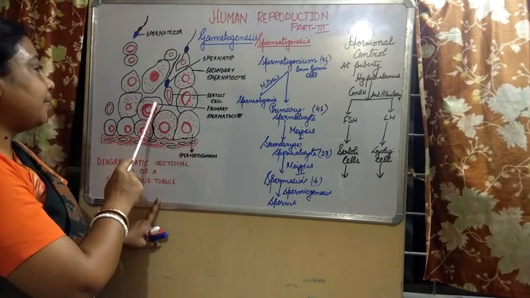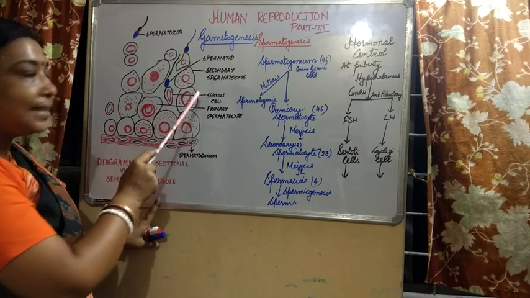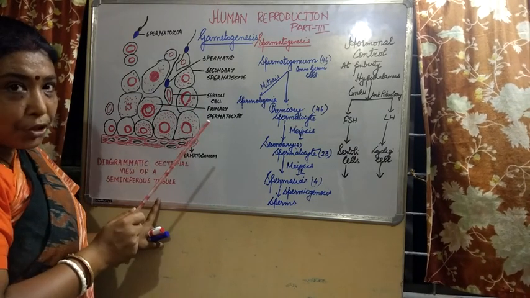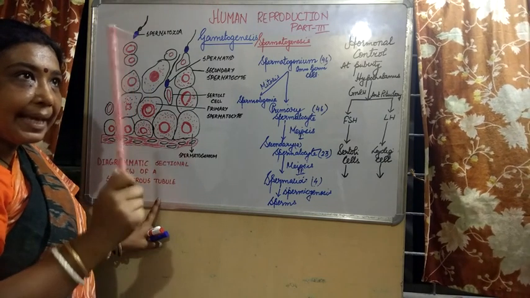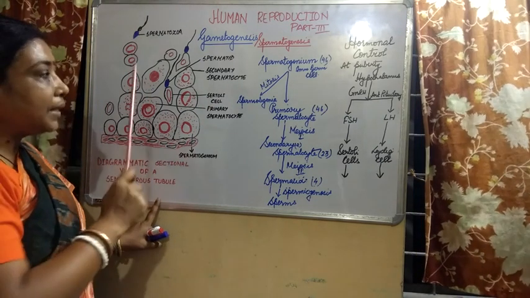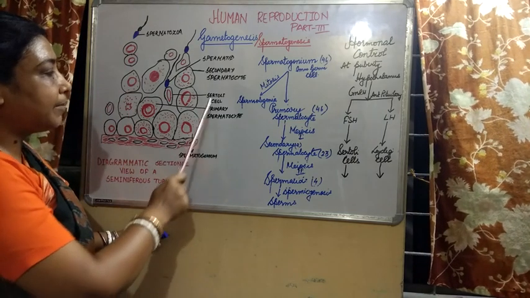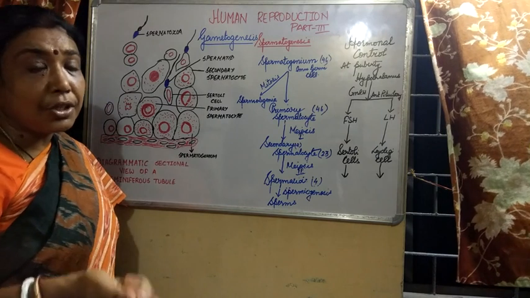See, there is formation of primary spermatocyte. You see the Sertoli cells also. What is the function of Sertoli cell? I always tell my children, Sertoli S, that means support. Support in what form to the primary spermatocyte or to the spermatogonia? By providing nutrition to them.